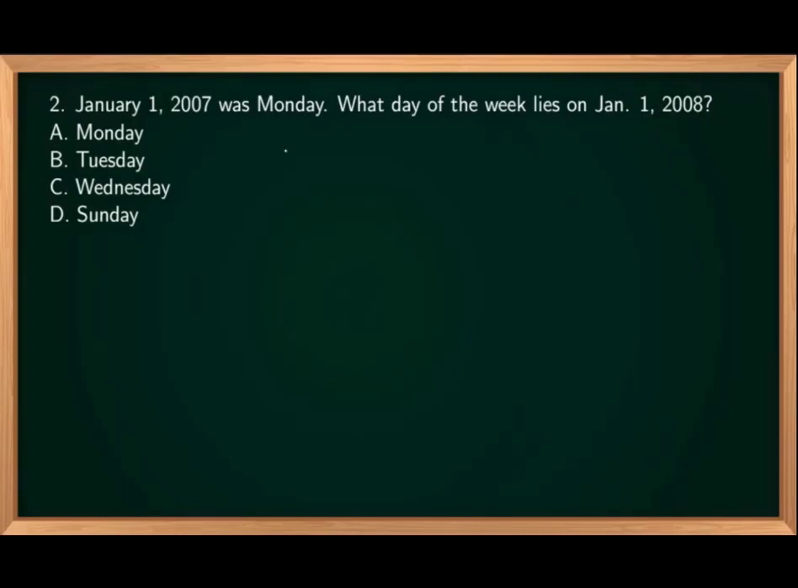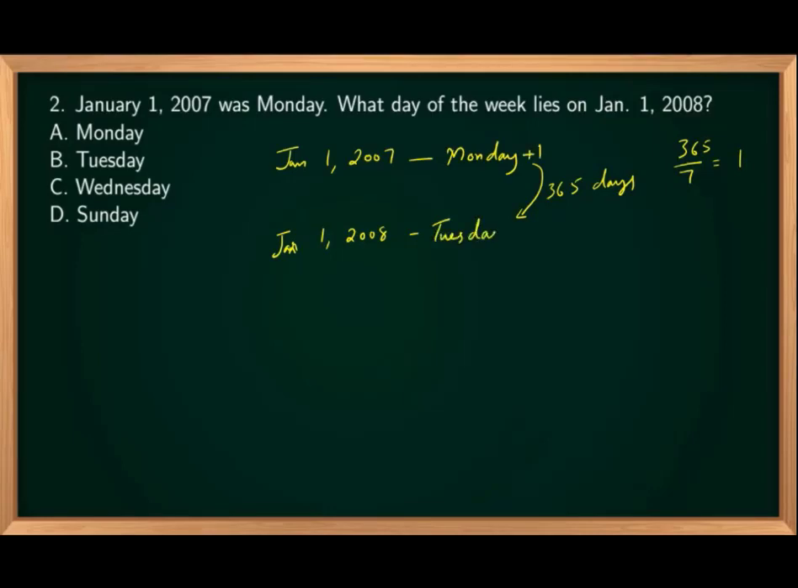January 1, 2007, Monday. We are asked to find January 1, 2008. So in between, 365 days are there. So the number of odd days will be 365 divided by 7, and how many odd days will be there? 365 divided by 7, 1 odd day. So Monday plus 1 will be the answer: Tuesday.